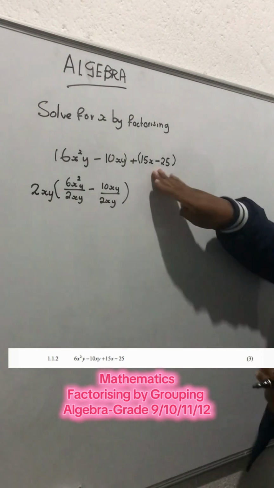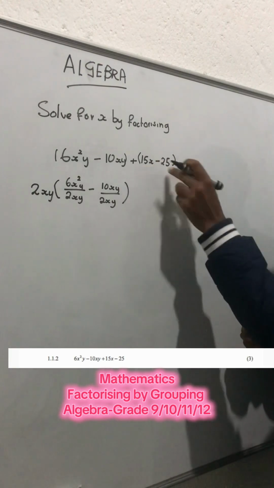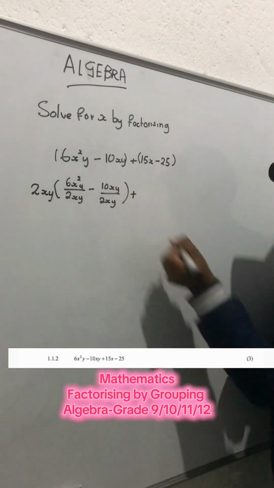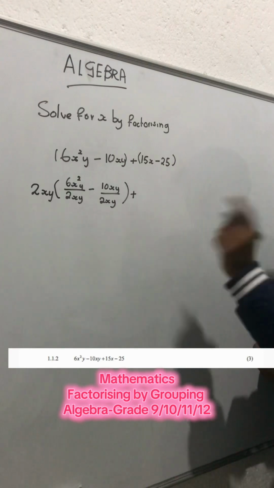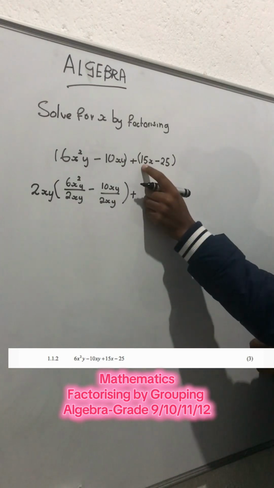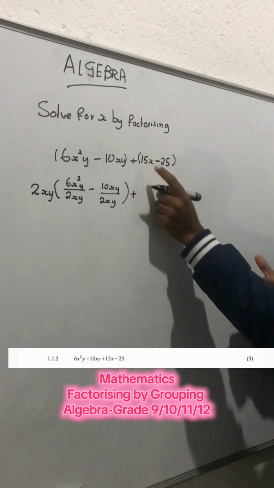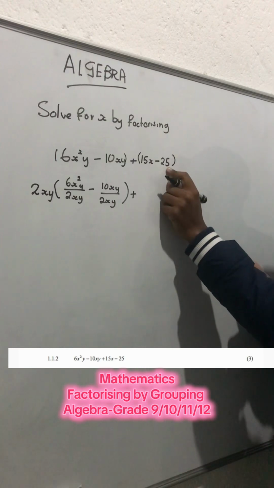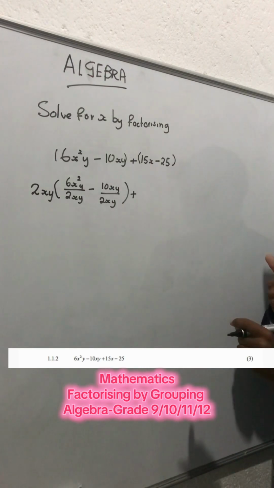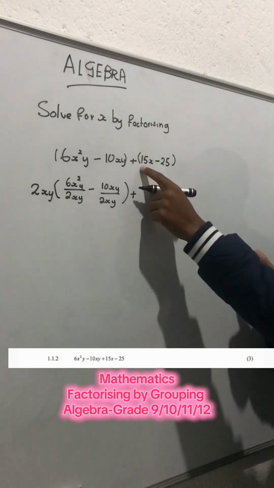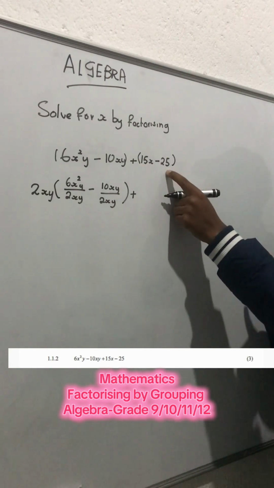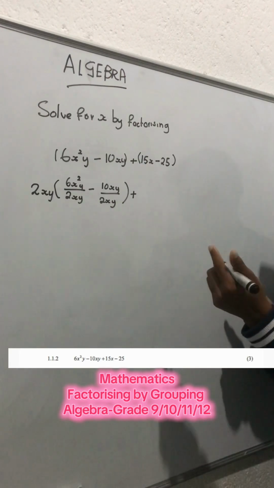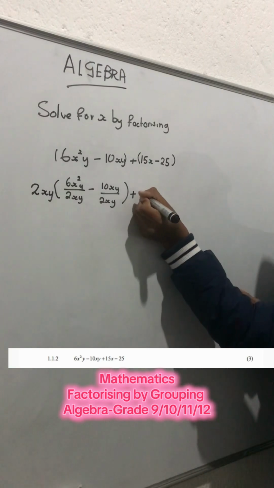Now, to approach the second bracket, let's start by saying positive there. Now, we want a number that can get into 15 and does not leave a remainder. And that number will also get into 25 and does not leave a remainder. We know that 5 can get into 15. It does not leave a remainder. 5 can get into 25. It does not leave a remainder. So 5, in this case, is our common factor.